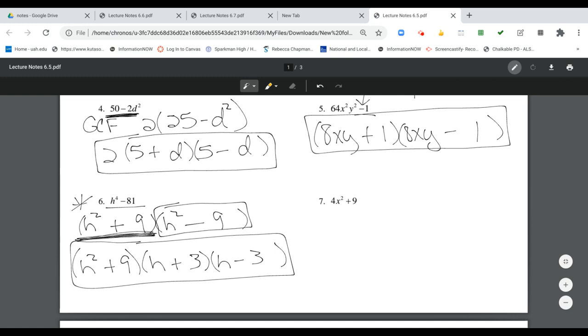So when your exponent is bigger than a 2, you may end up having to factor a little bit more, okay? And our exponent was bigger than a 2. Sometimes you do, sometimes you don't. So just pay attention to what factors you get from the original problem.